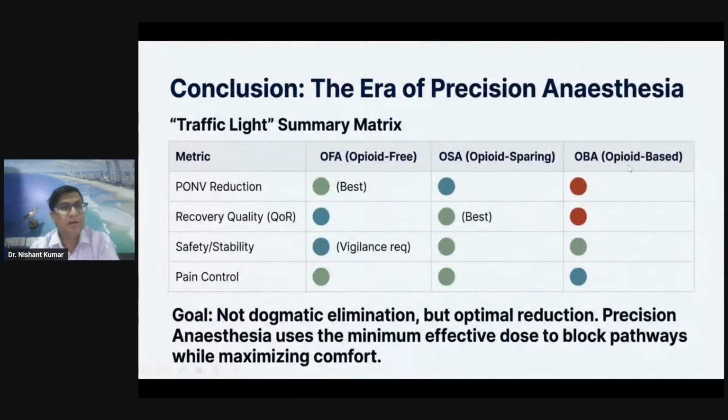So to conclude, if we compare opioid free, opioid sparing, and opioid based, PONV reduction is best with opioid free. Quality of recovery is best with opioid sparing, although opioid free is not far behind. Safety and stability, slight vigilance is required with opioid free, but not that unsafe. Pain control, overall, they are more or less comparable. So if you really want to practice it, my advice would be you don't go opioid free directly. You start with opioid sparing and then move on to opioid free.